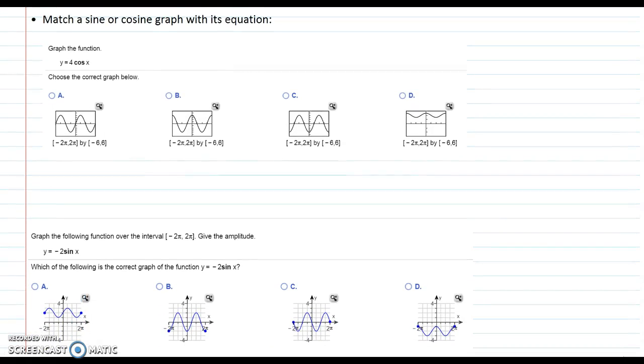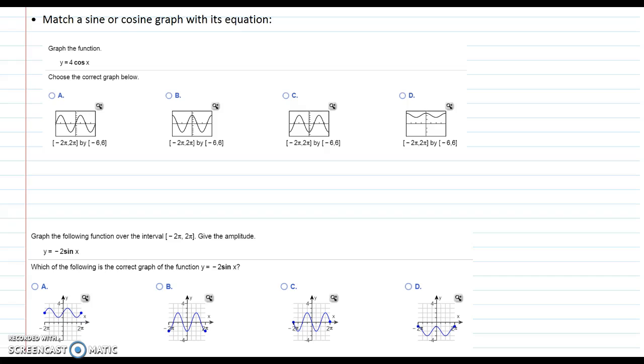The next group of questions are going to be about graphing. We're going to do some questions where you have to match the sine and cosine graph with the equation. You will have your calculator for the whole quiz, so feel free to use your calculator here to help you.